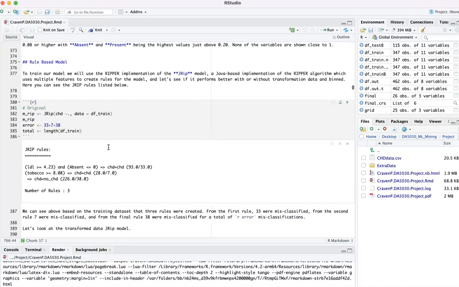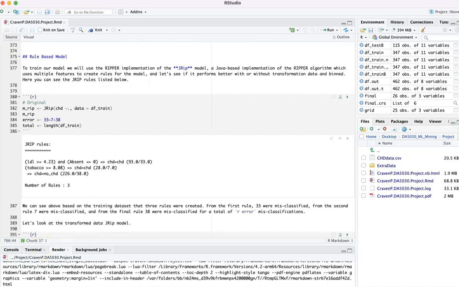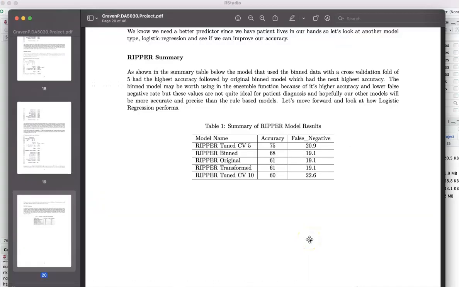All right, we've just moved on to the rule-based model. And for time purposes, I'm just moving right to the summaries. But I looked at both the transformed, the original, and the binned data. And then I found out that the binned data had the highest accuracy and the lowest false negative percents. And so I used that to perform hyperparameter tuning.